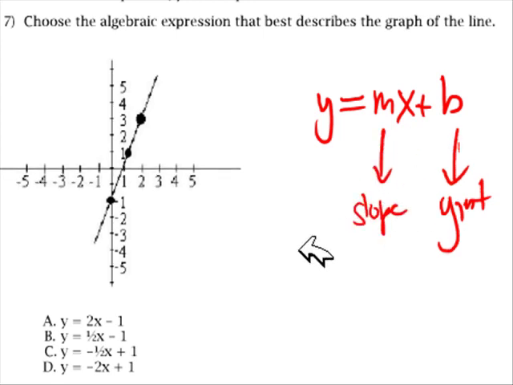So y-intercept is where it crosses the y-axis. It crosses the y-axis right here. So I know that my b must be -1, crosses right there. Now I can figure out what my slope is. All you have to do is figure out your rise over run between 2 points.